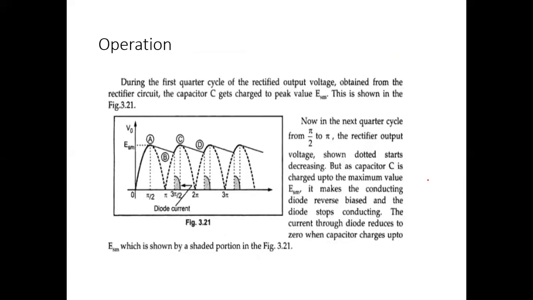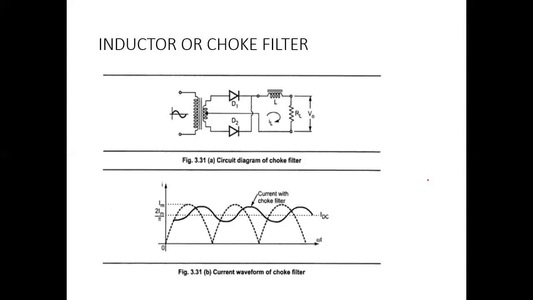During the first quarter cycle of the rectified output, the voltage obtained from the rectifier circuit, the capacitor C gets charged to the peak value. Okay, in the next quarter cycle the rectifier output voltage, shown by the dotted line, is decreasing, but the capacitor keeps charging up to the maximum value. Always it is going for the charge. So the capacitor charging process will smooth this output.